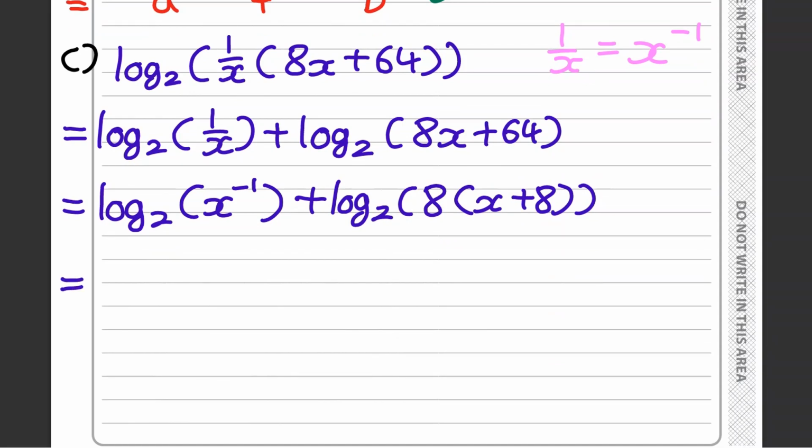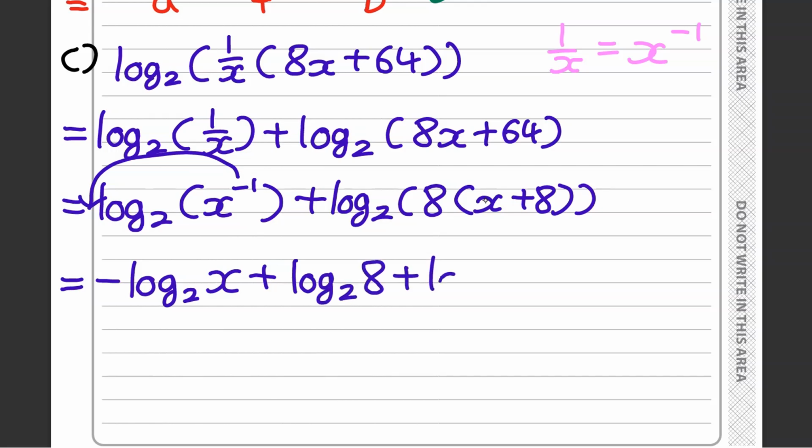So here, remember, we have this power of minus 1 here. When you have a power inside a log, it can come to the front as a coefficient. So we can write this as minus log base 2 of x, and then this is plus, so we have this 8 times this x plus 8. Remember, when you have two things inside a log that are multiplied together, you can split them up into two different logs by adding them. So this will be log base 2 of 8 plus log base 2 of x plus 8.